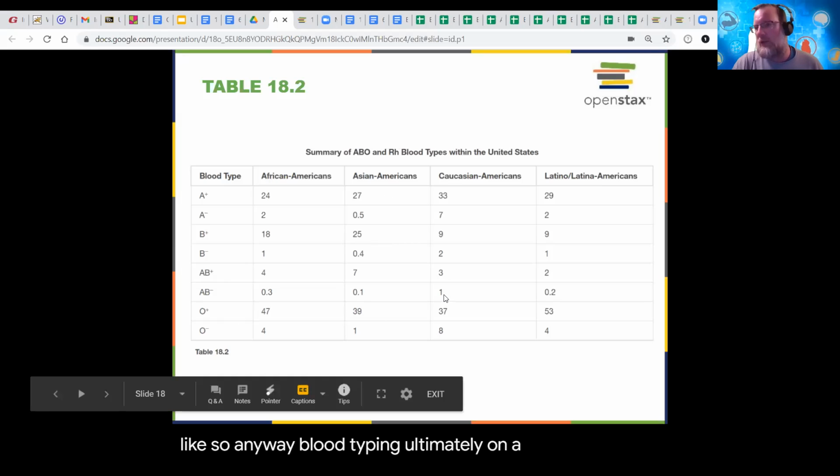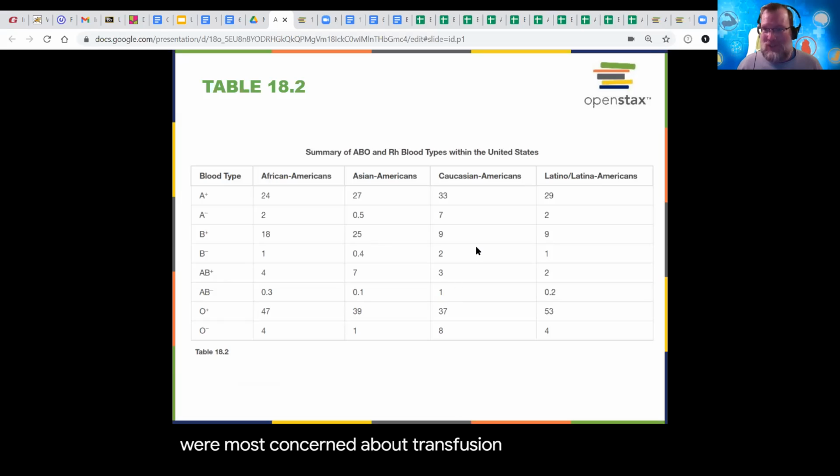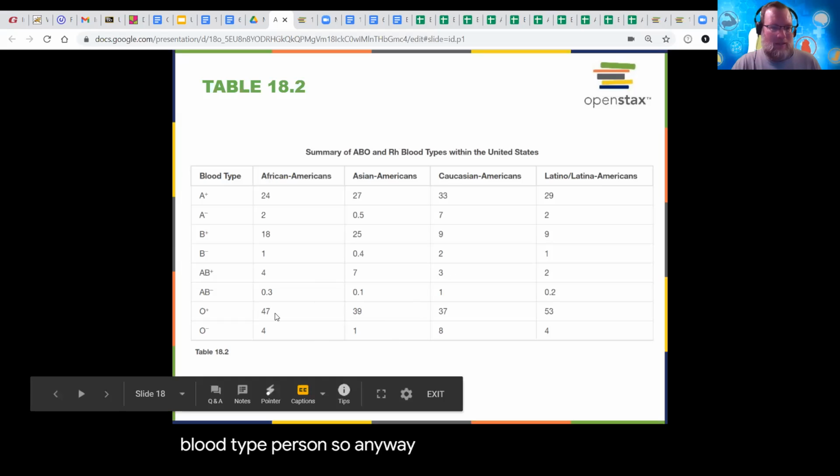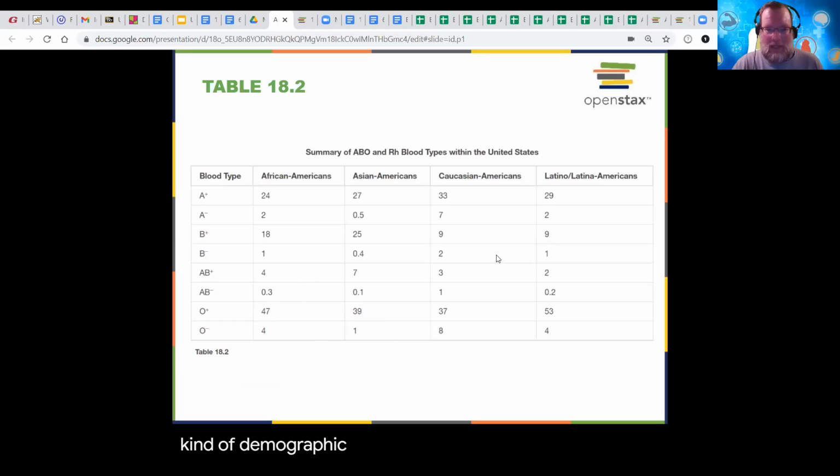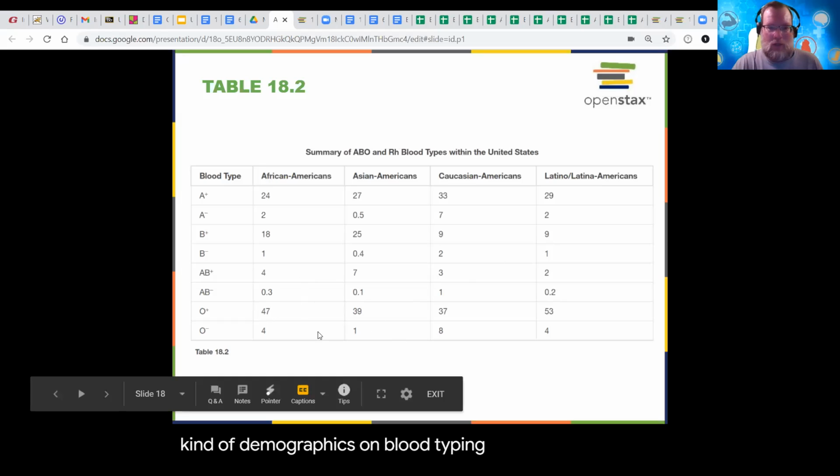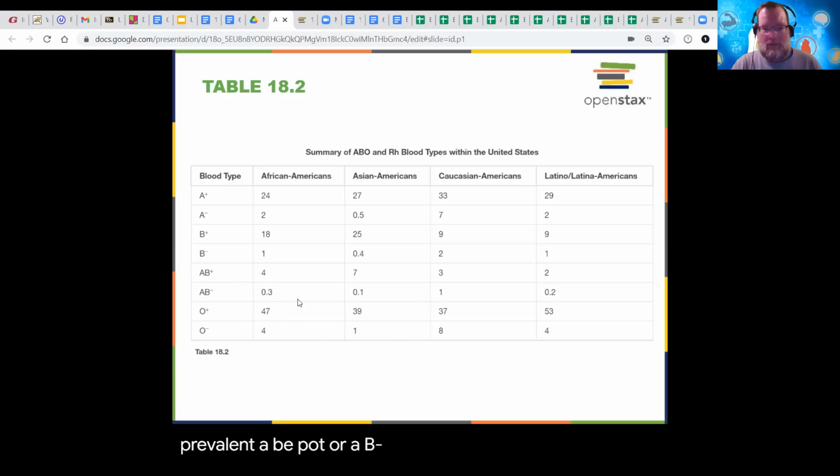Ultimately, on a clinical level, we're most concerned about transfusing blood and not transfusing the wrong kind of blood into the wrong blood type person. So anyway, those are just some FYI kind of demographics on blood typing. Again, O positive, most prevalent, AB negative, least prevalent.